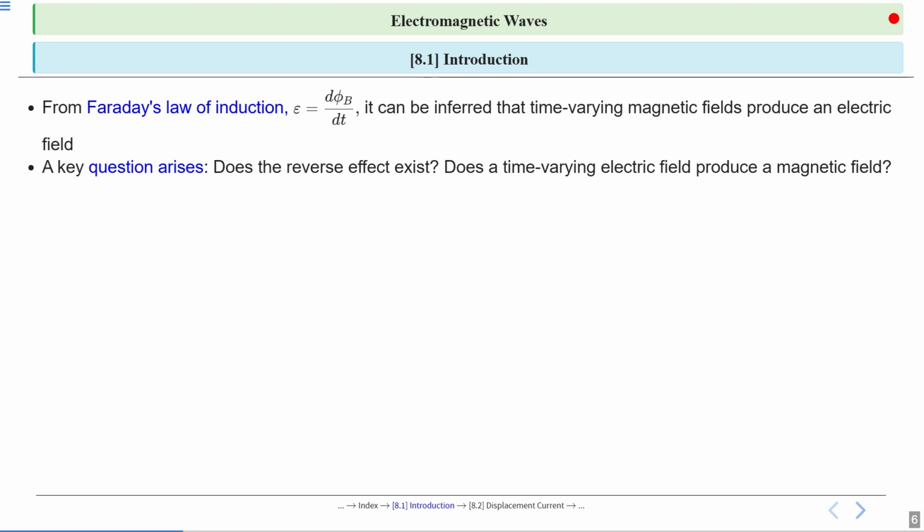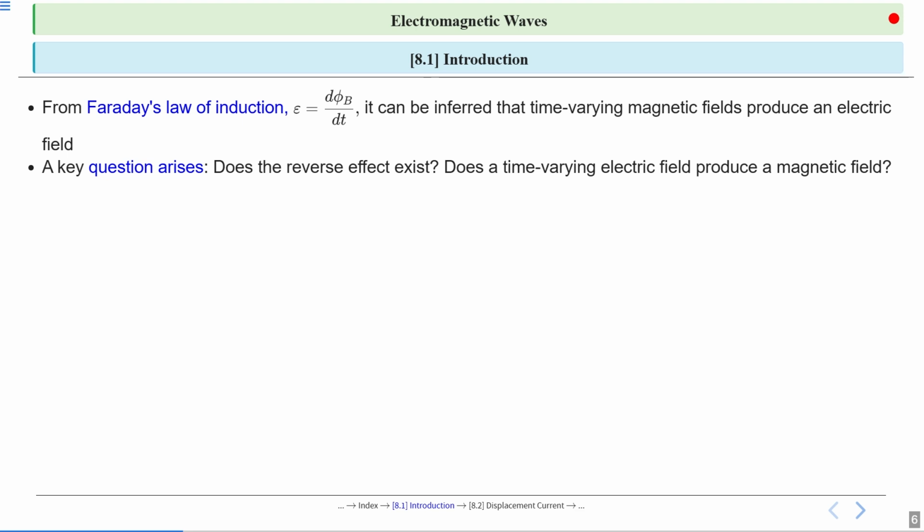That is called a time varying magnetic field. We were moving the magnet, and because of the relative motion between magnet and coil, the magnetic field lines passing through the coil were changing. That means a time varying magnetic field was being produced, due to which EMF was induced in the coil. That was given by Faraday's law of induction. So this law inferred that a time varying magnetic field produces an electric field.